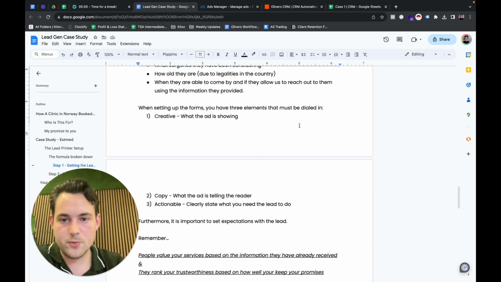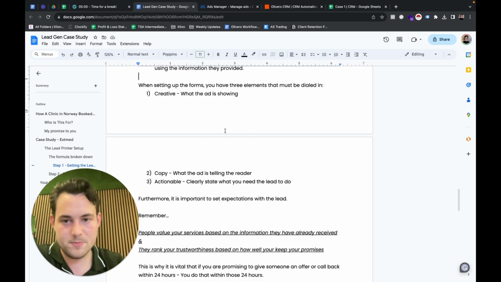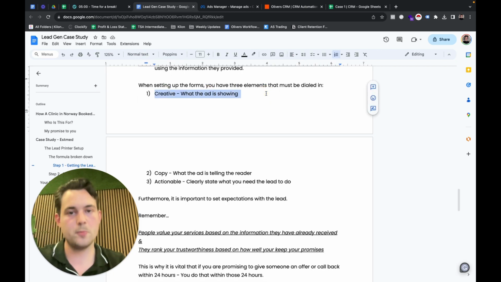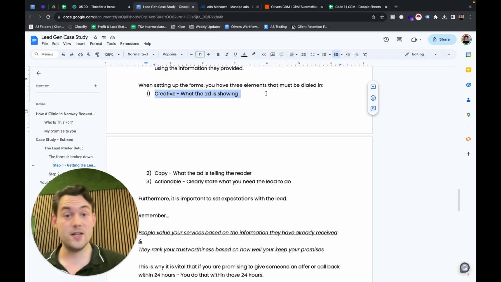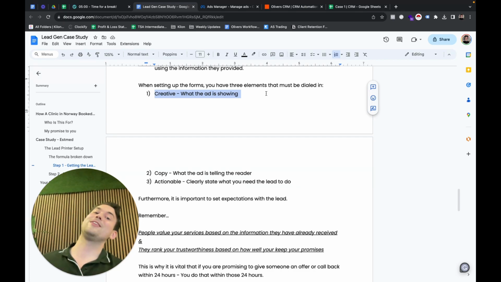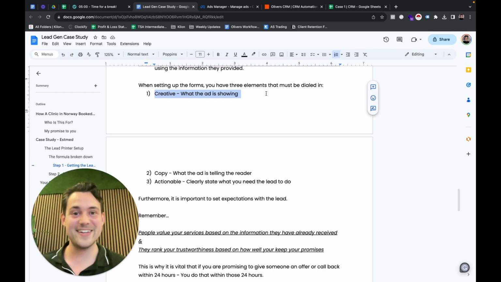So how do we do this? First of all, when we're setting up forms, we have these three elements that must be dialed in. We must have a creative, so we must be showing something that gets the attention of the ideal customer, right? So if you are a dentist, for instance, you would probably be showing something with someone lying back with their mouth open, you know what I mean?